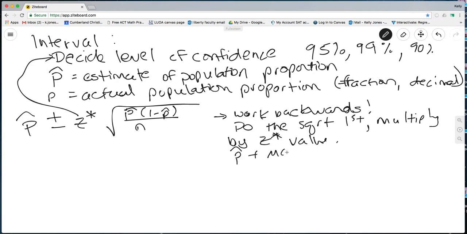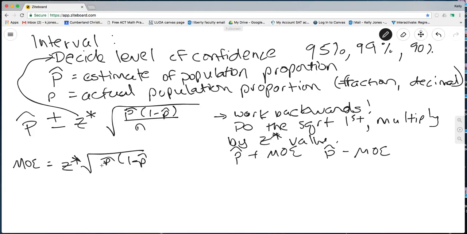Plus the margin of error, and p hat minus the margin of error. Margin of error is another way of saying z star times the square root of p hat times 1 minus p hat over n. Margin of error you can calculate as long as they tell you n and p hat and the confidence level. So there's three things you need to find margin of error. Sometimes margin of error is given. That means you don't calculate it.